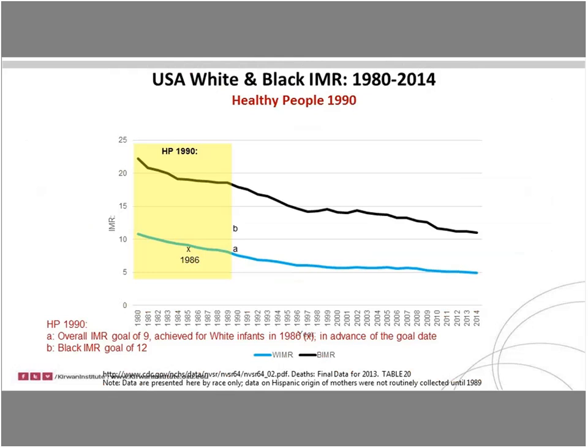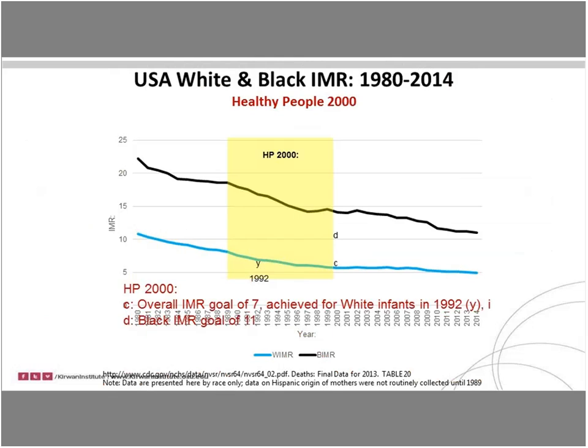Next slide. For Healthy People 2000, our goal was that by the year 2000 we wanted an overall infant mortality rate of 7, depicted on this slide by point C, and a black infant mortality rate of 11, depicted by point D. And we can see that we exceeded that overall infant mortality rate goal for white babies in the United States in 1992, again well in advance of the goal date.